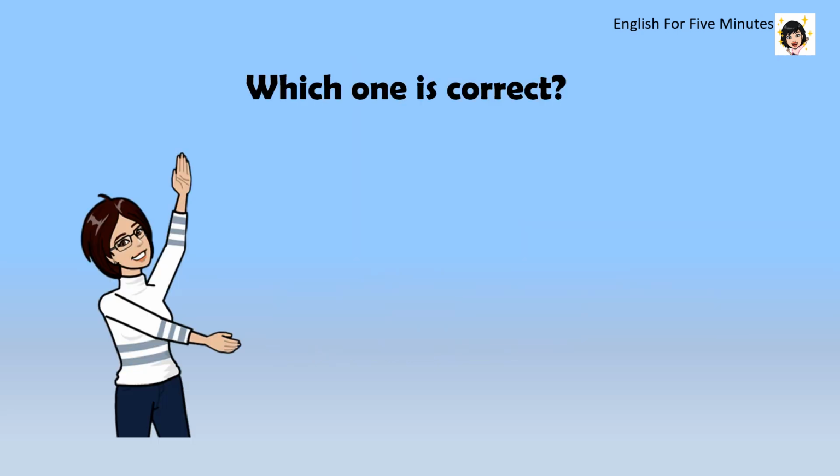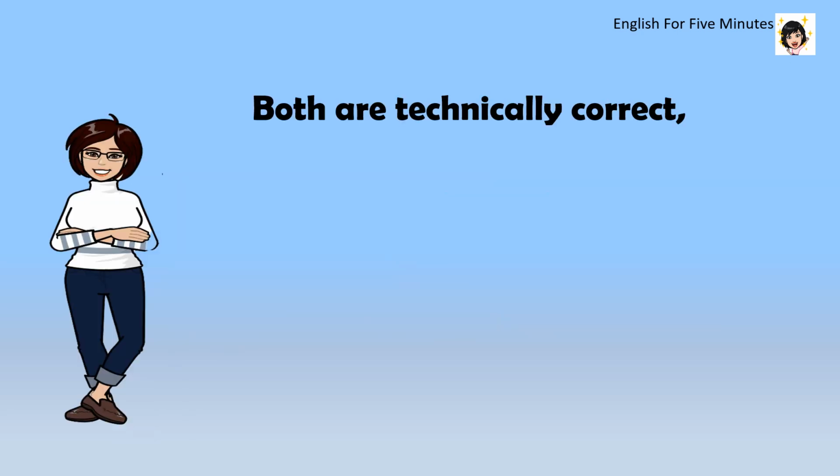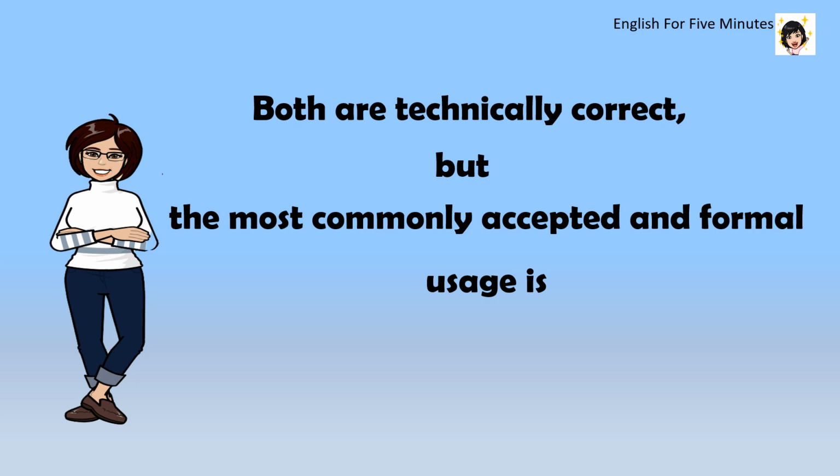You may wonder which one is correct, my brother and me, or me and my brother. Both are technically correct, but the most commonly accepted and formal usage is my brother and me.